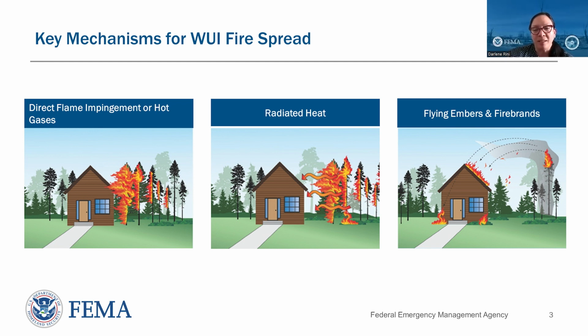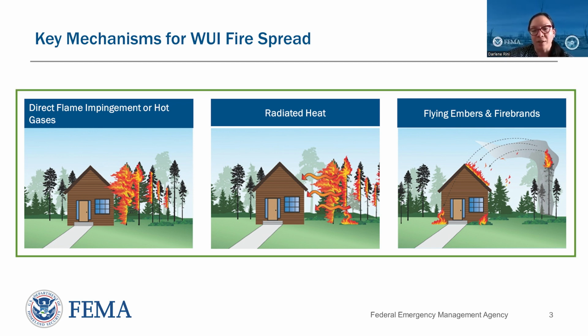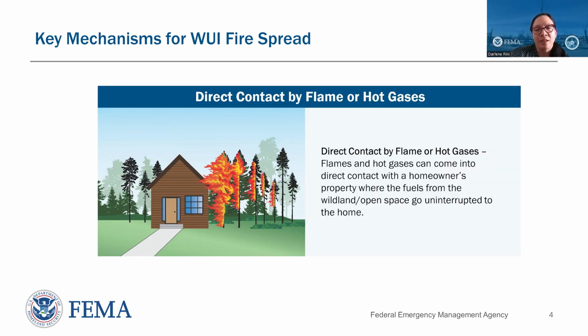So the 3 main heat transfer mechanisms for how fire can spread and potentially ignite a structure are shown here. These mechanisms are relevant for fires that spread from wildlands to structures, as well as from structure to structure within the built environment. So one heat transfer mechanism that can lead to structure ignition from a wildfire is direct contact by the flaming region of a fire or hot gases from the plume of a fire.